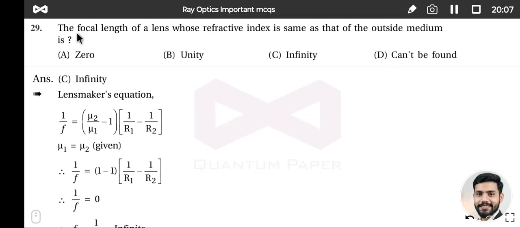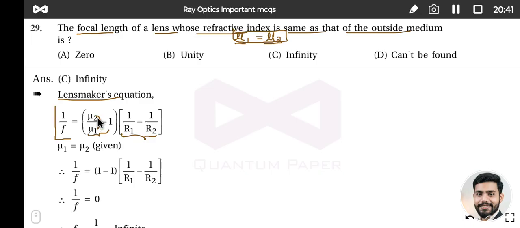The focal length of a lens whose refractive index is the same as that of the outside medium. Now in this case, the lens is not kept in air. It is given that the refractive index of inside and outside are both the same. That means mu2 and mu1 are both the same. So we'll apply the lens maker formula, our main formula, 1 by f is equal to mu2 by mu1 minus 1 into 1 by r1 minus 1 by r2. But the main thing given is that mu2 and mu1 are both the same. If the same quantity divides, the answer must be 1. So mu2 and mu1 will get cancelled, so the answer is 1.